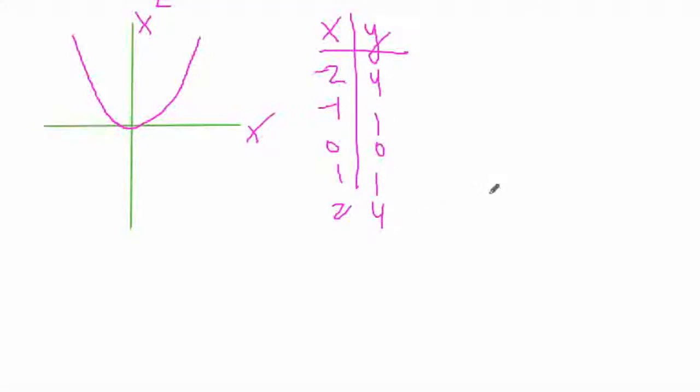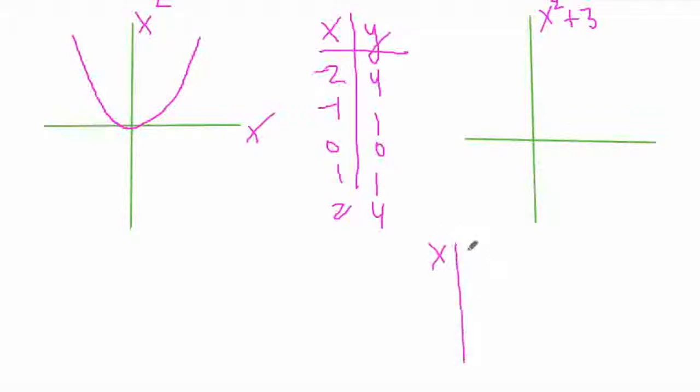Something like that. And I even made a table for you, didn't I? So you can plug in a couple of values. All right. Now, suppose I said, now I want you to tell me what the graph, not of x squared is, but now I want you to tell me what the graph of x squared plus 3 is. All right. So imagine that you went through the trouble of making the table all over again.